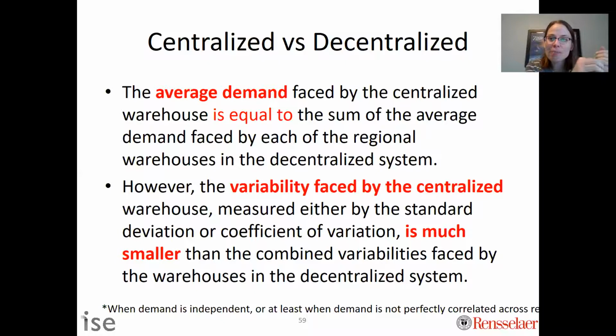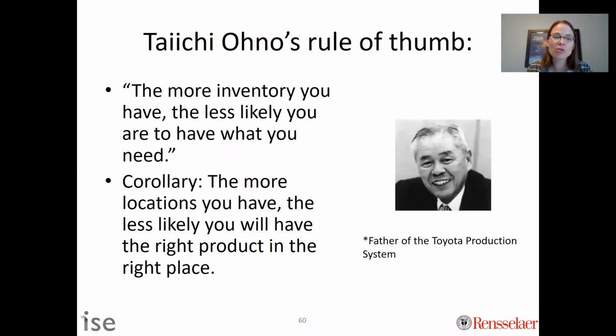And so remember, what drives safety stock is the uncertainty in terms of the standard deviation of lead time demand. What we gain here is that the average demand doesn't change. That means the EOQ, the Q star, doesn't change. However, what changes is safety stock. Why? Some intuition: the more inventory locations you have, the less likely you are to have what you need. And the more locations you have, the less likely you'll have the right product in the right place.